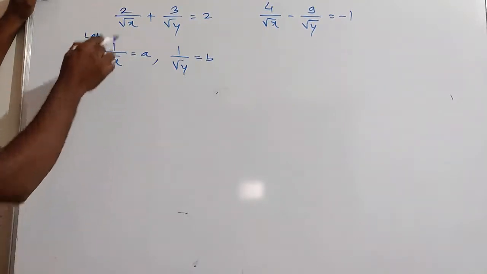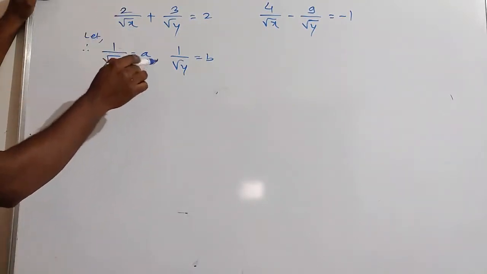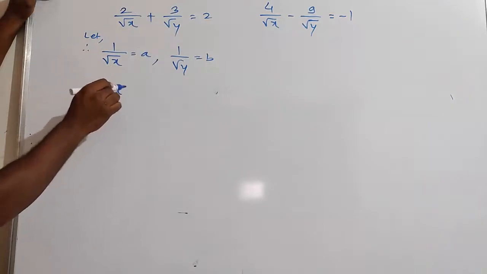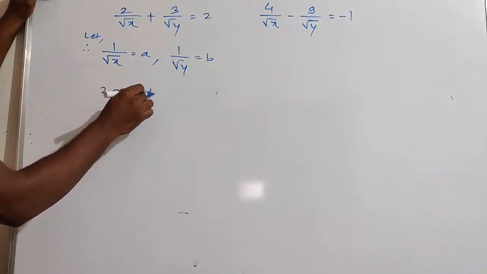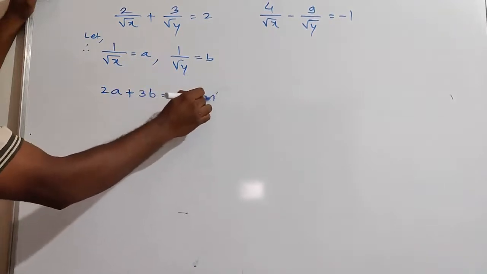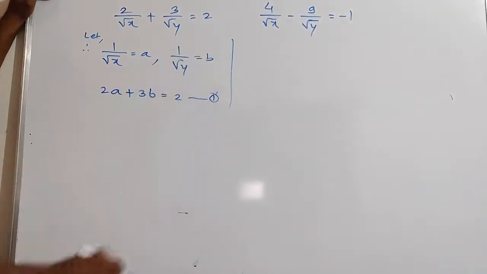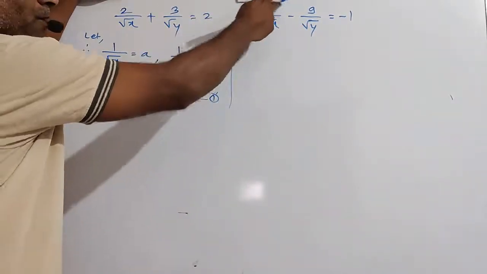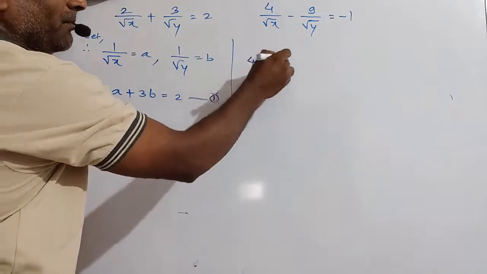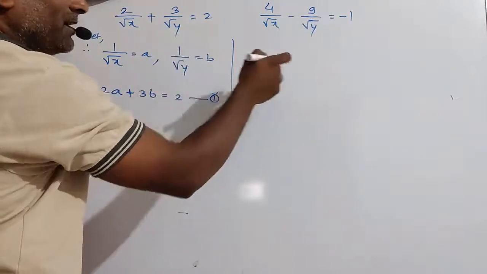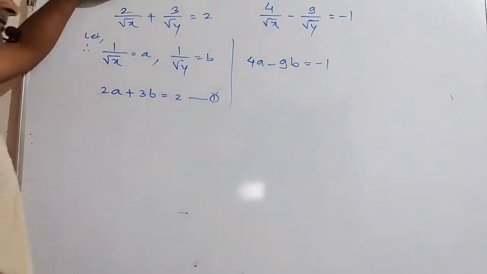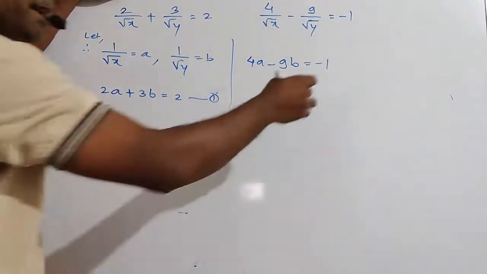So what will be the equation? Instead of 1 upon root x and 1 upon root y we will consider a and b. So the first equation will be 2 into a plus 3 into b is equal to 2, first equation. The same way, 1 upon root x is a, so it will become 4 into a, 4a, minus 9 into 1 upon root y, which is b, 9b is equal to minus 1. This is the second equation.